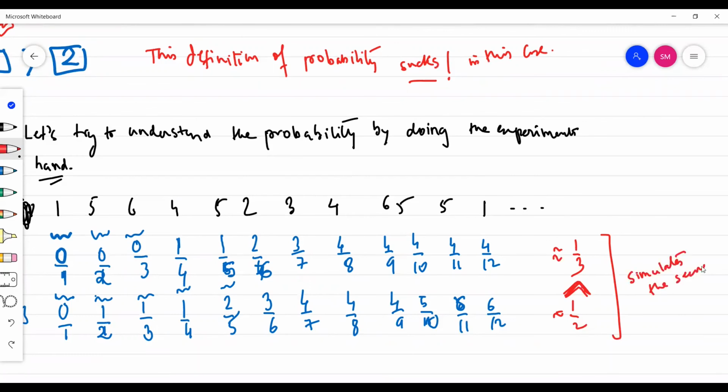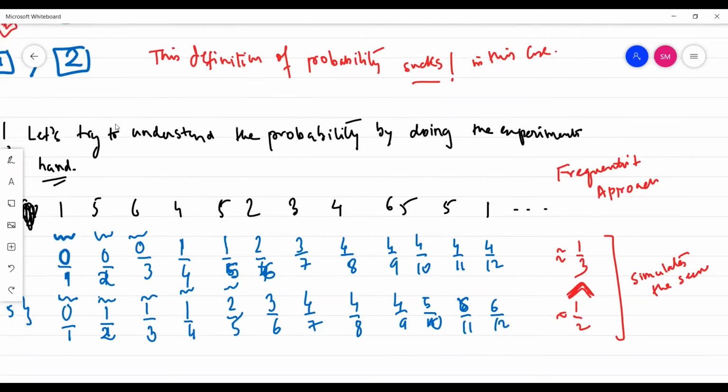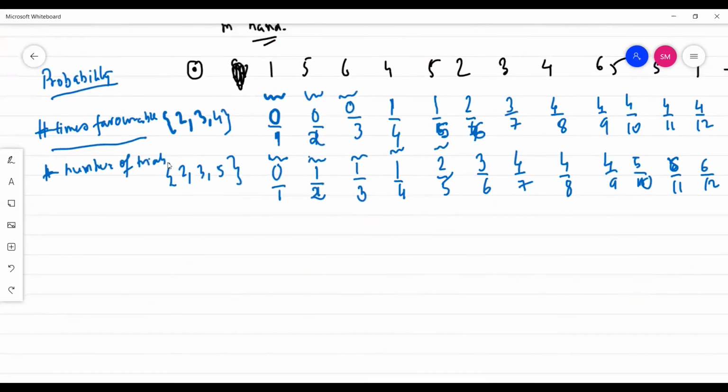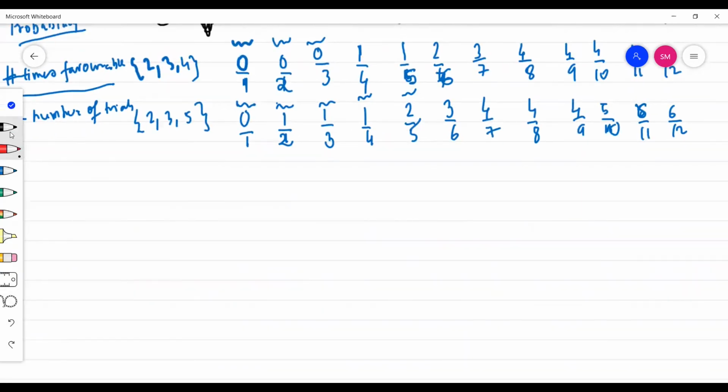So this is called the frequentist approach. Now there are some issues with it. You can tell, wow, it's so good. But it's not good. There are some points here which I want to make. Not so good. Why?